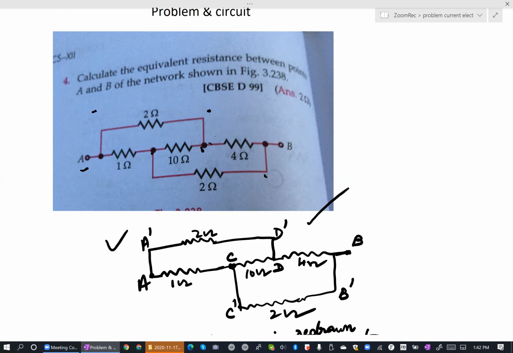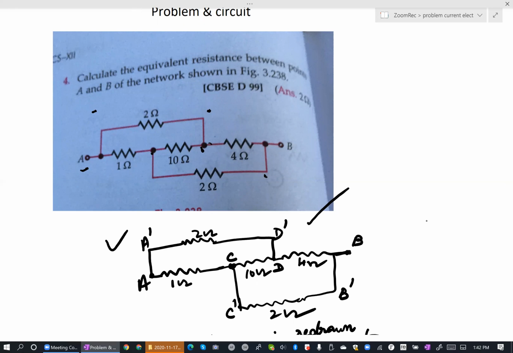Supposing I'm calling this D, the point to the right of the 10 ohms, and the junction between 1 and 10 ohms, you call it C. Now C and the one below it, the left end of the 2 ohms, the bottommost point, is C dashed. And B is connected to B dashed. You call this B dashed. This is D, which is vertically above D dash, and D and D dash are connected by a connecting wire. So D and D dashed are equipotential points.